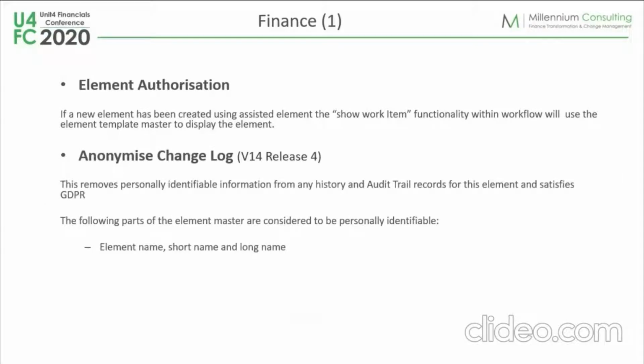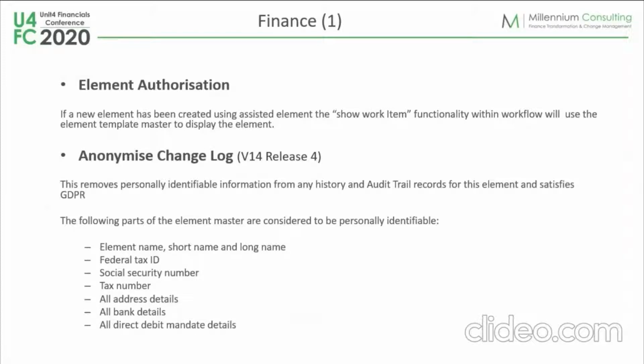There is also now a new feature within the element history of an element called anonymized change log. What this does is remove personally identifiable information from any history and audit trail records for this element and satisfies GDPR. It will, for example, remove all address and bank details, tax VAT numbers, Social Security and federal IDs, and direct debit mandates.